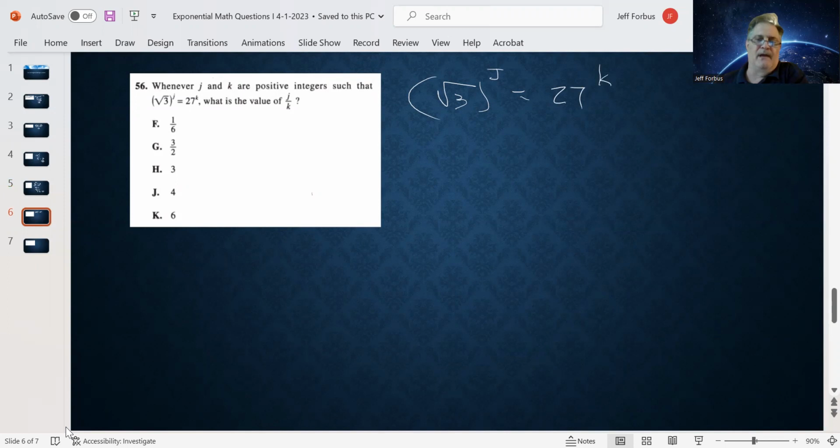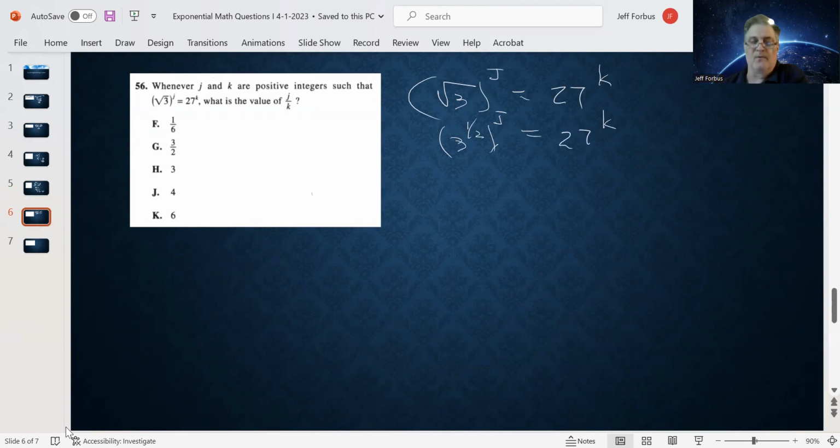Now, notice I've got a radical on the left. So what I want to do is change my radical to an exponential. And remember, when you do that, inside the radical, it's like saying 3 raised to the first power, and there's a 2 on the outside of the radical to denote square root, right? So that changes this to 3 raised to the 1/2 power. Now raise it to the j power. Now that's equal to 27 raised to the k power.